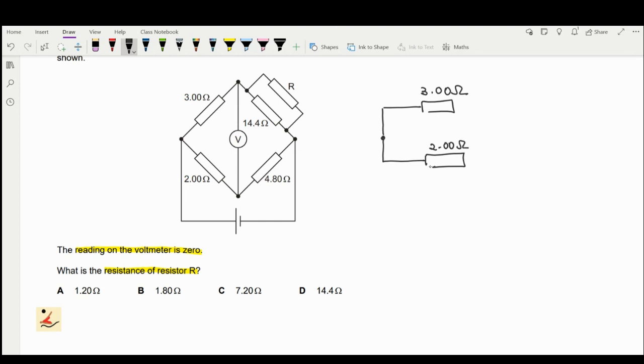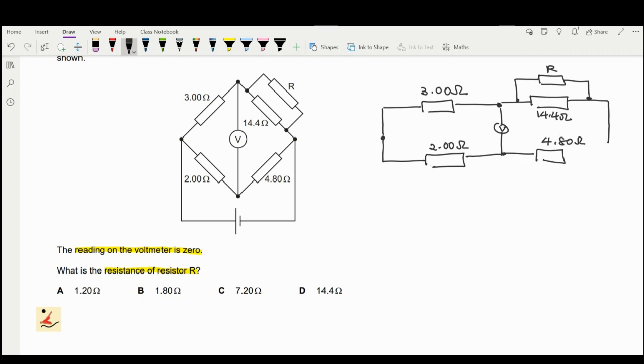So let's transform the circuit. You have the voltmeter here, and then you have the other part of your circuit here, the 14.4 ohm and your resistor R. So they are in parallel. And then there's another parallel pair of resistors here. Then this is your EMF. Let the EMF be E for this question.